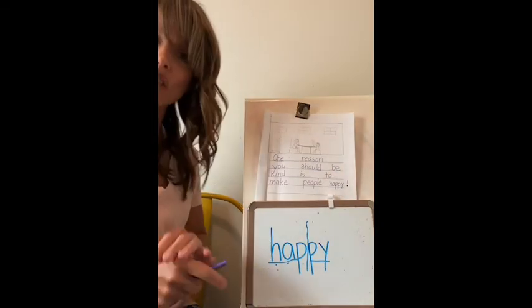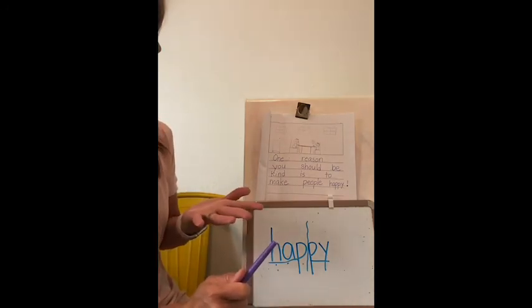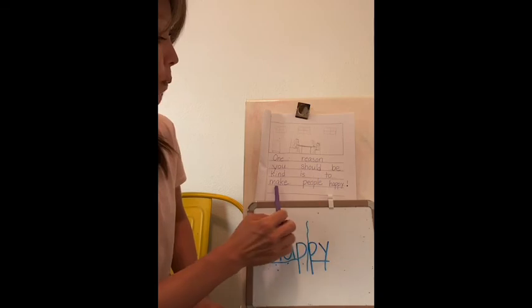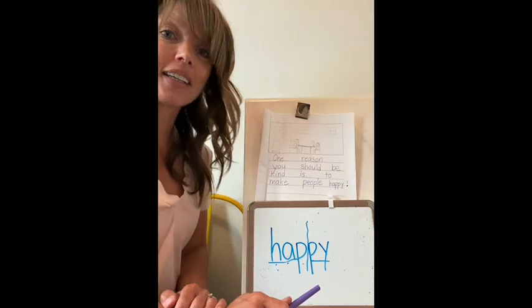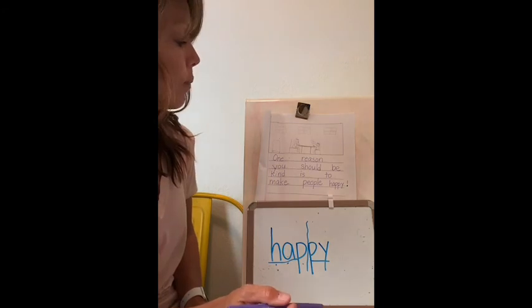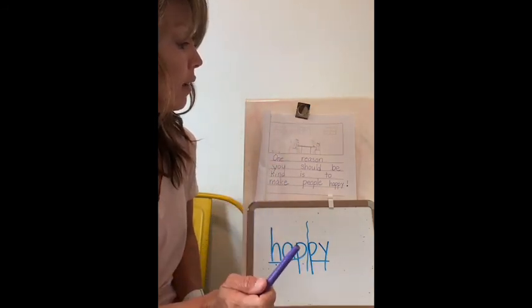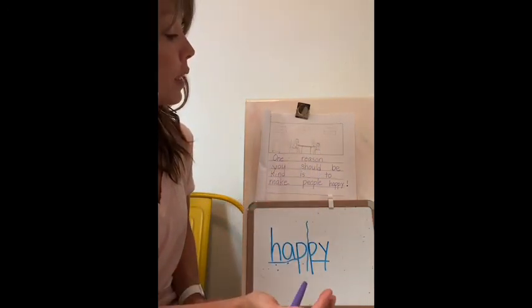Okay, kiddos, we finished another page of our book. Let's go back and reread like good readers should, or good writers should do every time they write a new word or new sentence. One reason you should be kind is to make people happy. All right. And if you would like to add some labels to the picture, think about what would be important to label, okay? So you might want to label the boy's feeling, okay? And then also the girl is giving him something, okay? So you might want to label what it is that she's giving him.